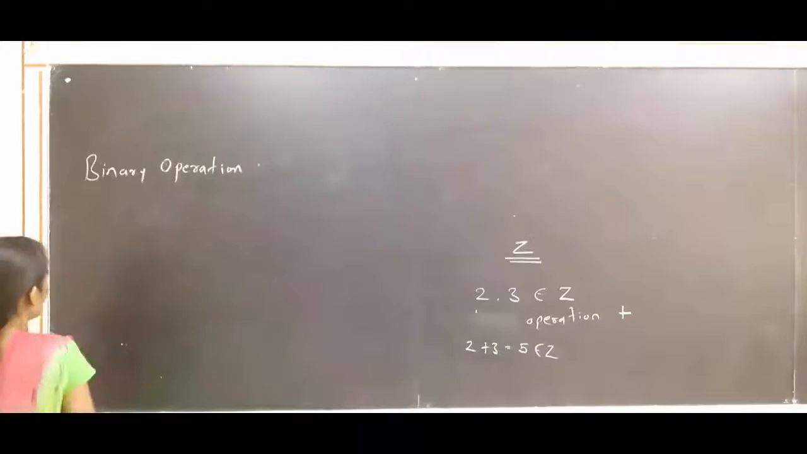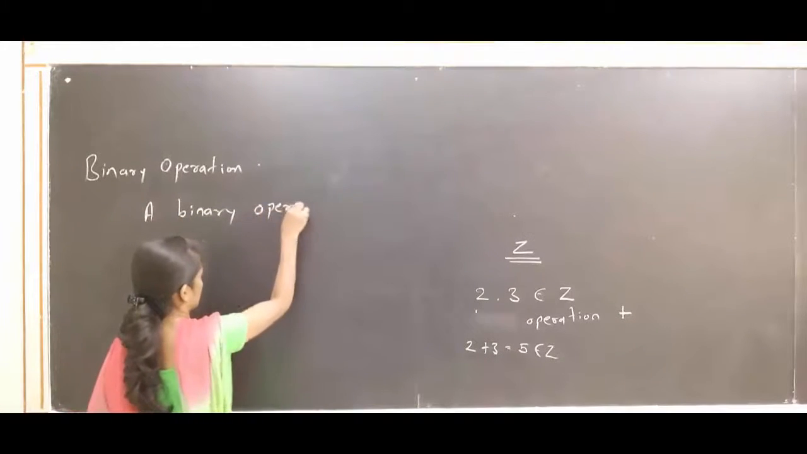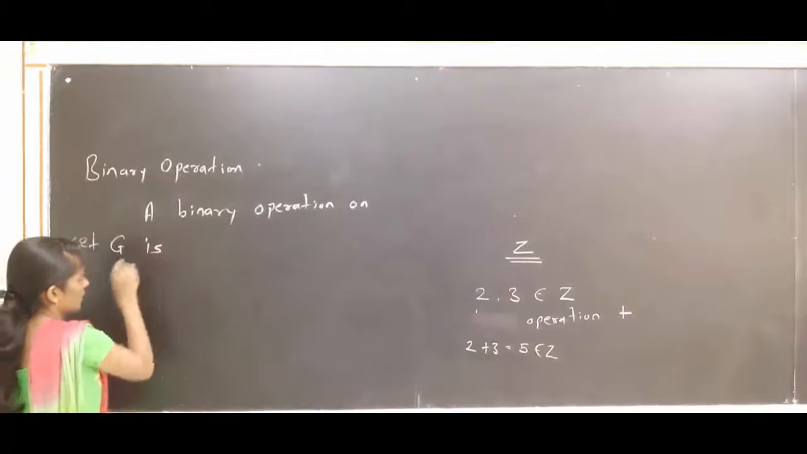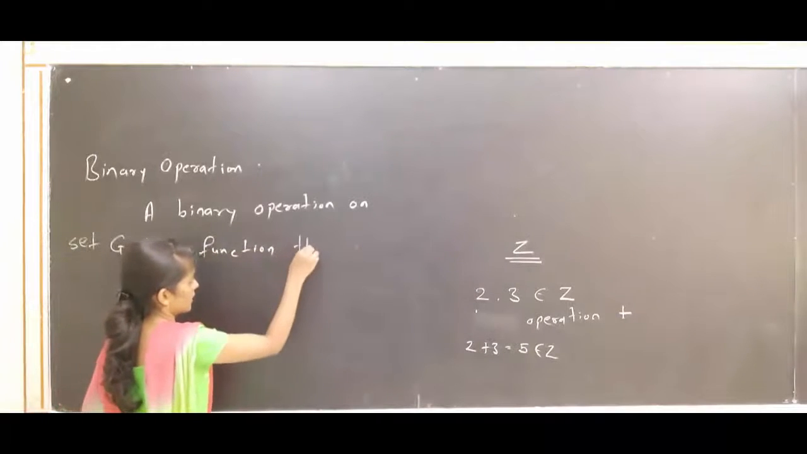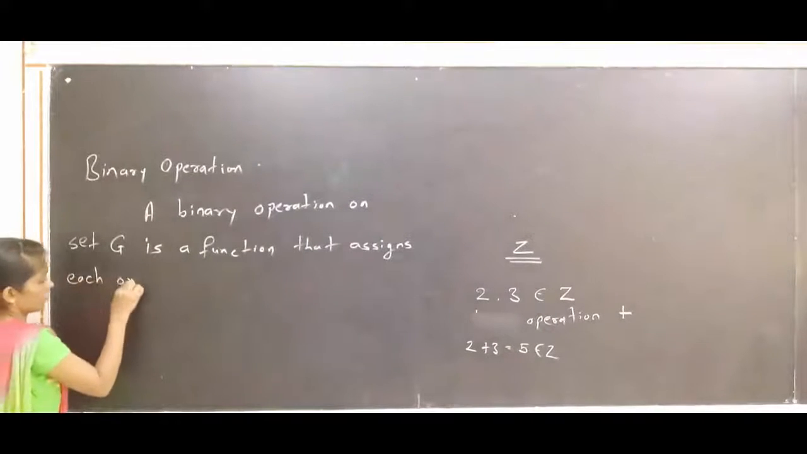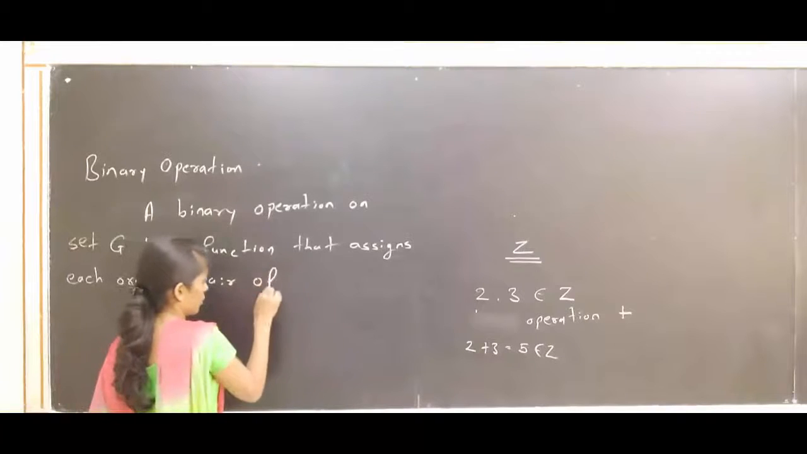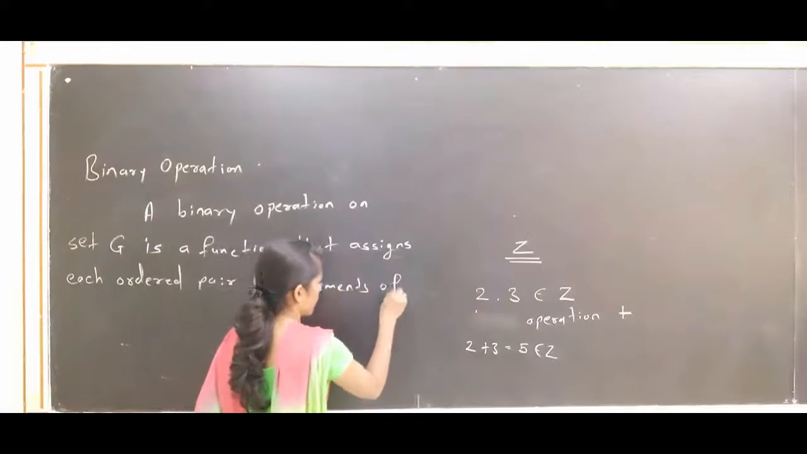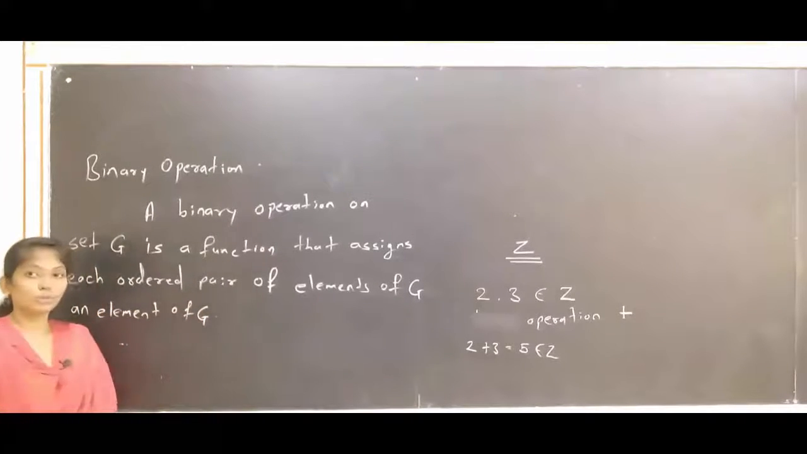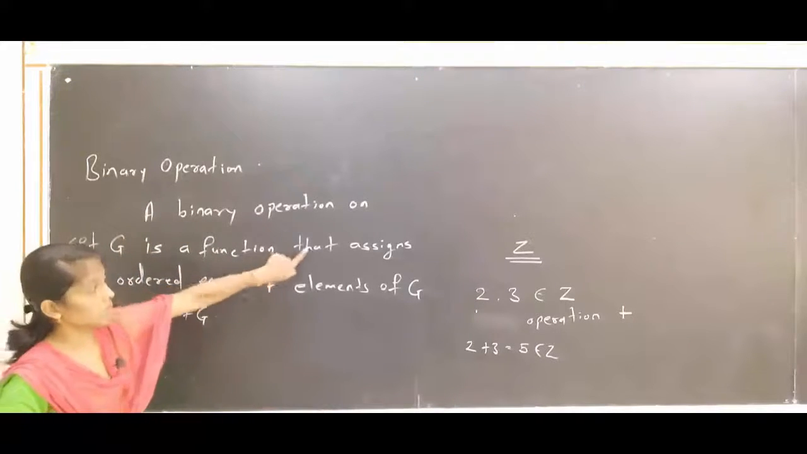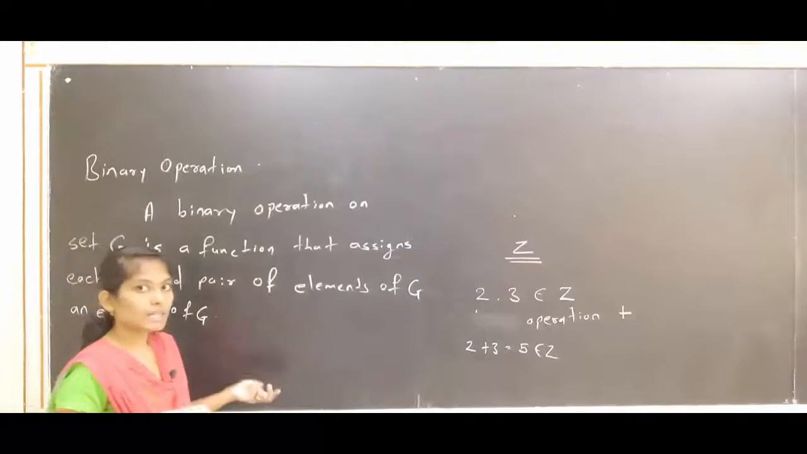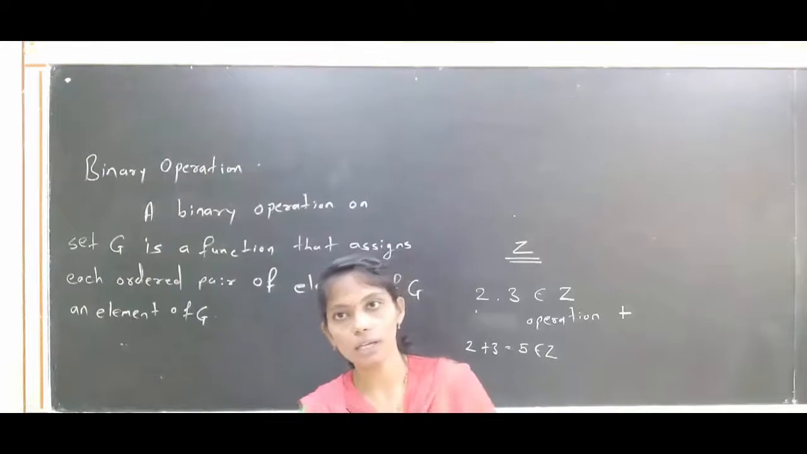Definition: a binary operation on set G is a function that assigns to each ordered pair of elements of G an element of G. That is, f from G cross G to G. Okay, so this is a binary operation.